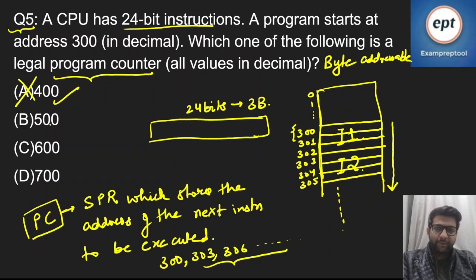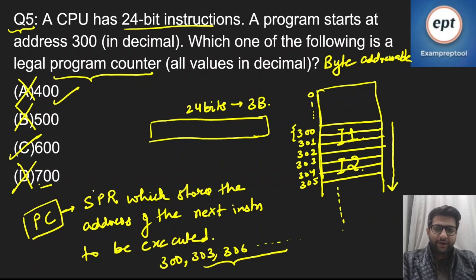Can 500 be a legal program counter value? No, again this is not a multiple of 3. Can 600 be a program counter value? Yes, because it is a multiple of 3 starting from 300, right? And this will be the static address of the instruction, right? Can 700 be a legal program counter value? Again, no, because this is not a multiple of 3, right?